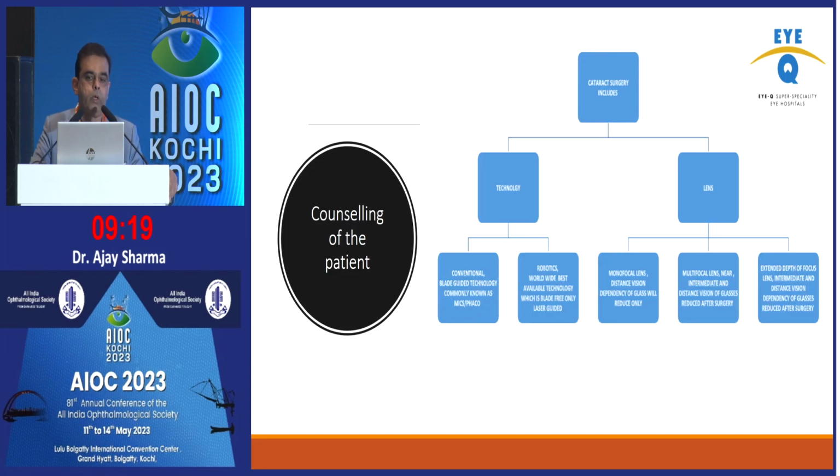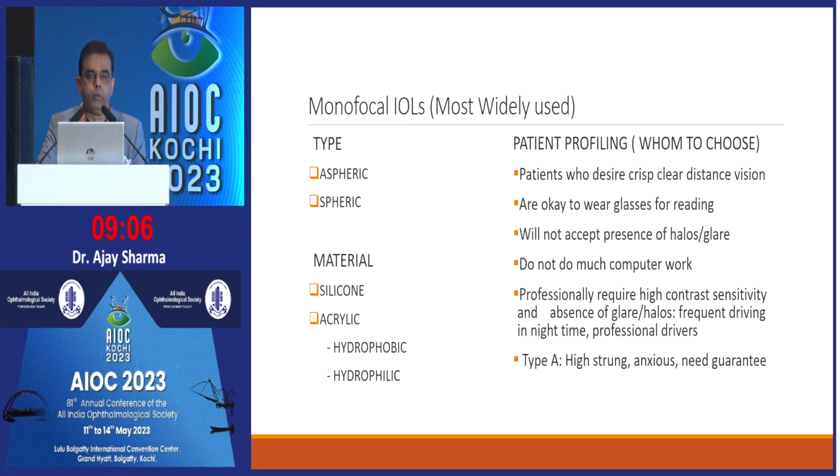So we do the counseling, and we ask the patient to choose a technology, whether it is conventional or a femto, and the lenses again monofocal, multifocal, or extended or trifocal lenses, or the CRV lenses. Now, monofocals are most widely used. We all know about that. So we can use them in all the patients, definitely choosing the right lens, with the properties I talked about. So this goes in most of the lenses.